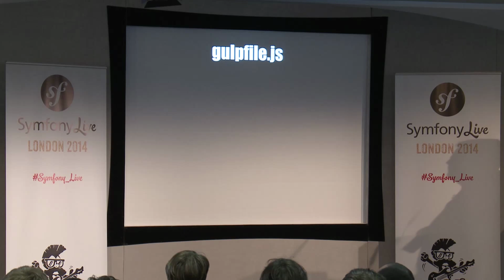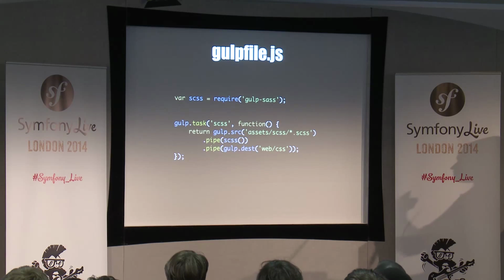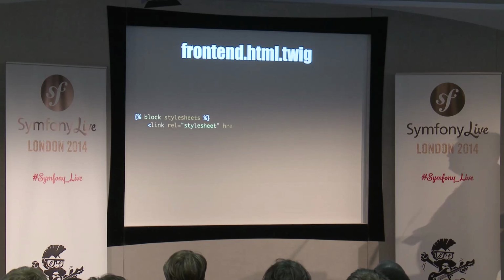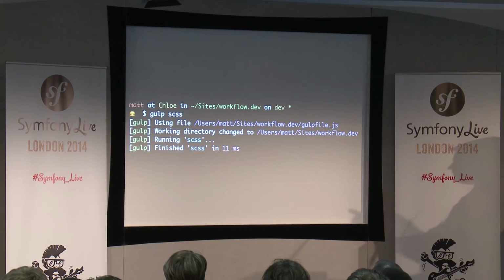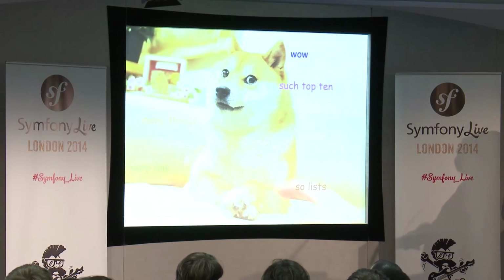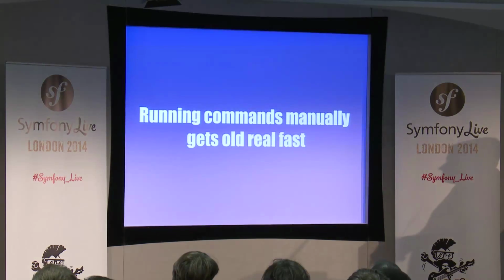Standard SCSS file, and in your Gulp file you require a Sass compiler, which you've got a task that just looks for any SCSS files in asset CSS, pipes them through that, and puts them somewhere else. It's really, really simple. And then in your HTML, you just reference the compiled version, compile them on the command line, and it's awesome. So it's really, really simple. But running all these commands in the terminal gets tedious really, really quickly.